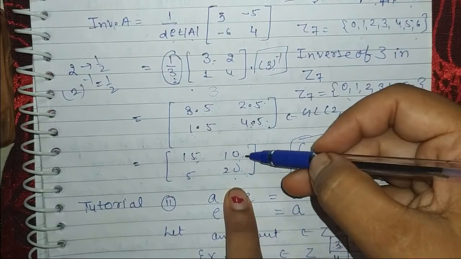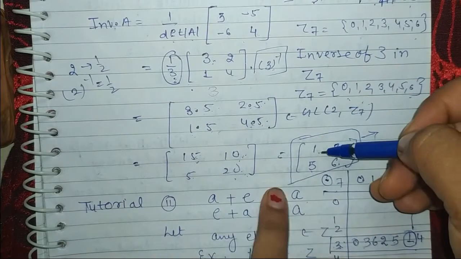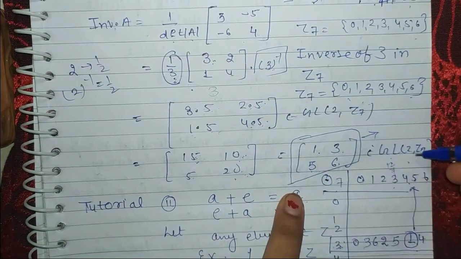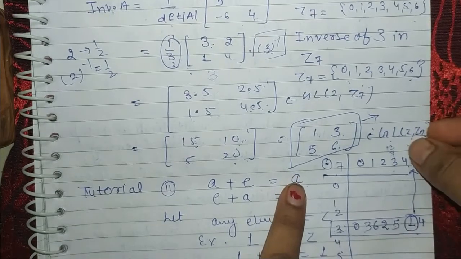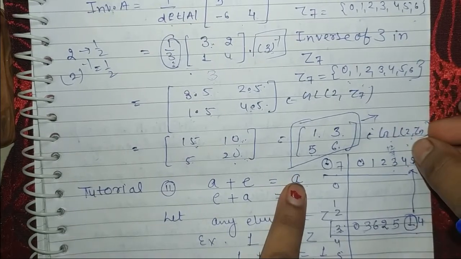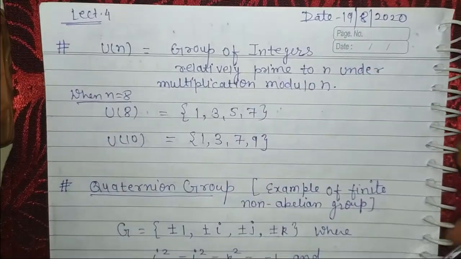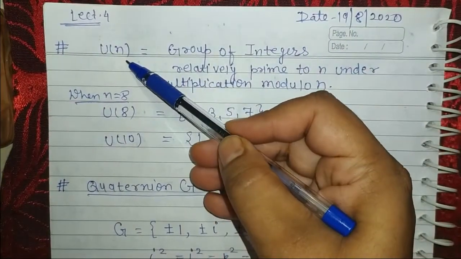So applying the modulo 7, it gives the values 1, 3, 5 and 6, that is belonging to the Z7 group. These are some examples of groups. Some more examples of groups are, the most important group is the U(n) group.